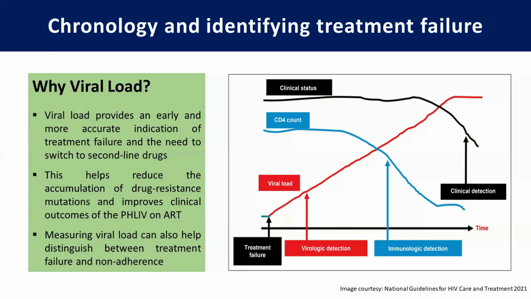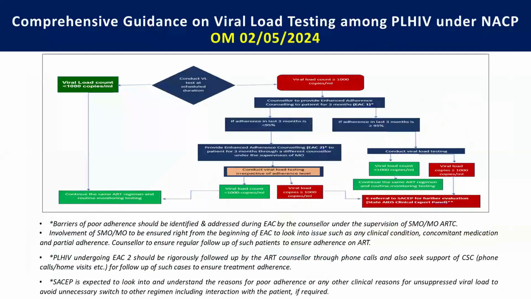And measuring viral load can also help distinguish between treatment failure and non-adherence. So when we do the viral load testing and find that the viral load is increased, we definitely ask the history of adherence. And then sometimes it is found that the patient is not adherent, and we can promptly do proper adherence counseling so that it will improve the clinical outcome.